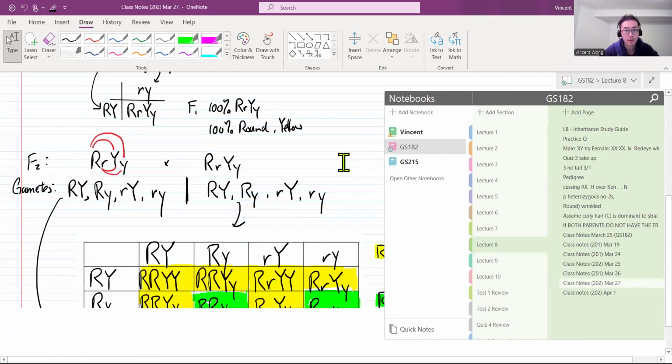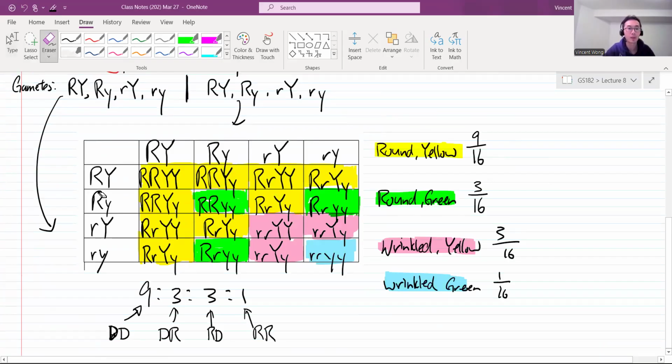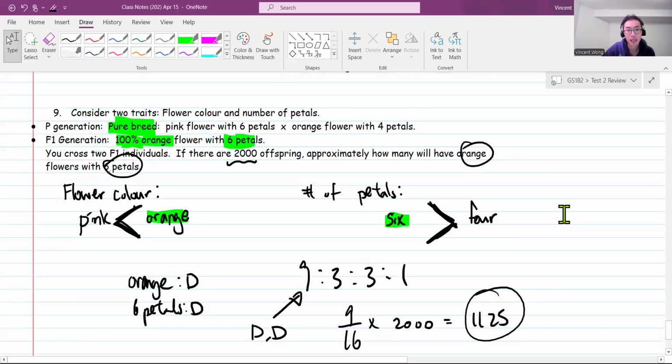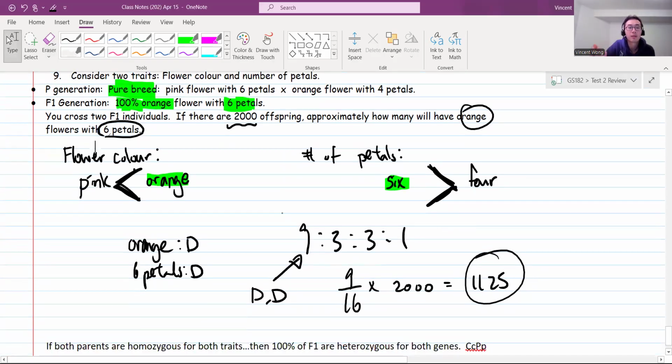Remember we highlighted this in class, right? It doesn't matter what the two traits are, could be brown and yellow, green, whatever. 9 out of 16 will always be the dominant trait and the dominant trait. The 3/16 would be one dominant trait and one recessive trait. And then 1/16 will be the recessive. Over here, because we are looking for orange and 6 petals, both are dominant traits. That's the most common one, which is why we chose 9 over 16. 9 plus 3 plus 3 plus 1 is 16.